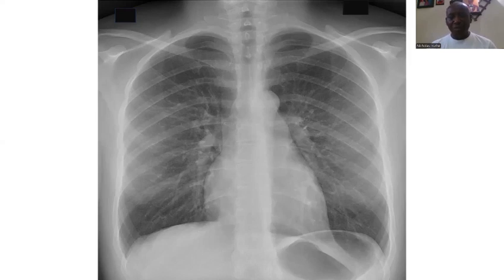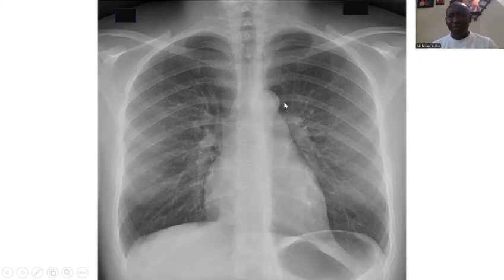And what that means is that it will go through the great vessels. And here we can appreciate the ascending aorta. It goes on to curve to the aortic knob or arch of the aorta. And below that you can see the descending aorta, which is in the thoracic region.